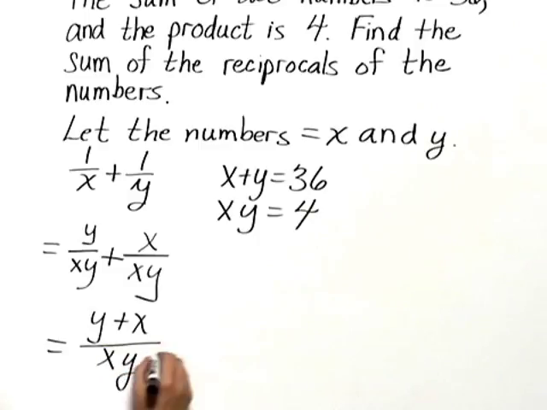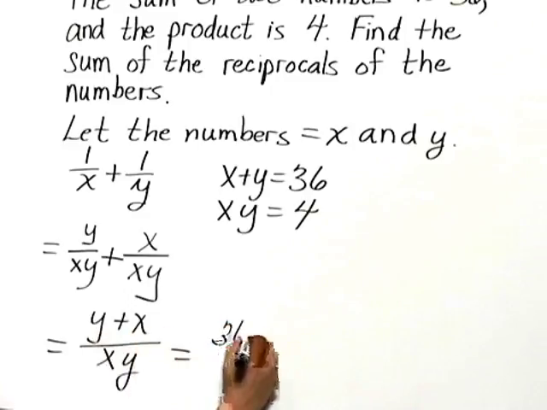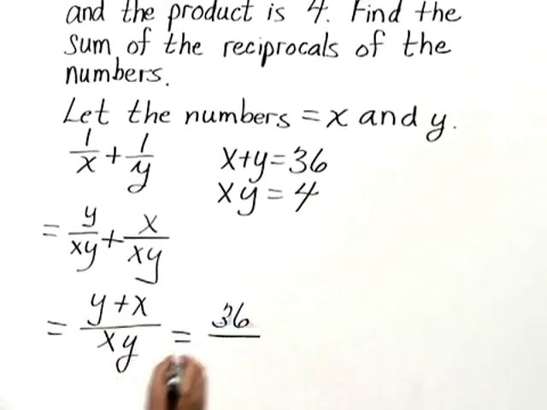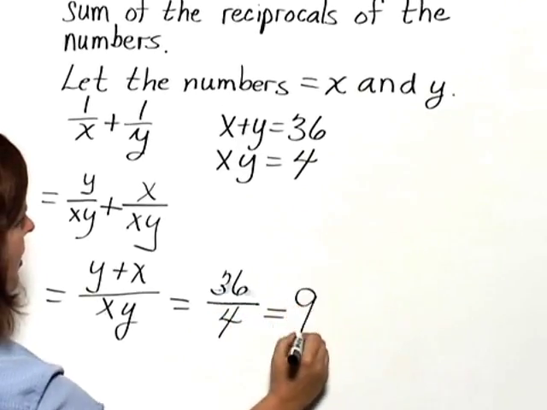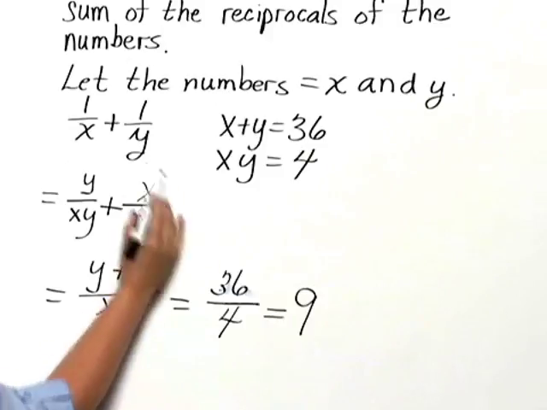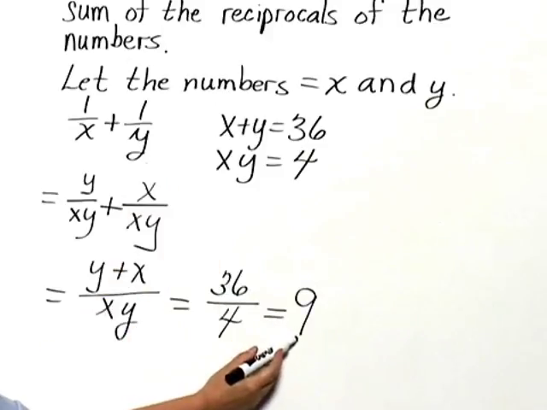So actually, we can simply replace y plus x with 36, and replace x times y with 4, and the sum of the reciprocals of the numbers is 9. Note that we don't know what the numbers themselves are, but we're not asked to find them. The answer would be 9.